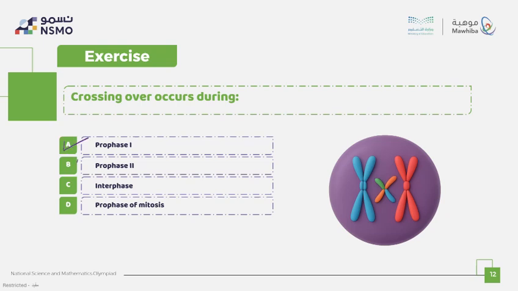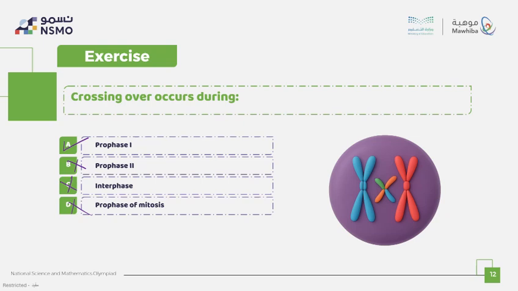Prophase 2, why is it wrong? Because no homologous pairs are present in prophase 2. What about interphase? Why is it wrong? Because interphase is only DNA replication. And why is prophase of mitosis wrong? Because chromosomes do not pair here.